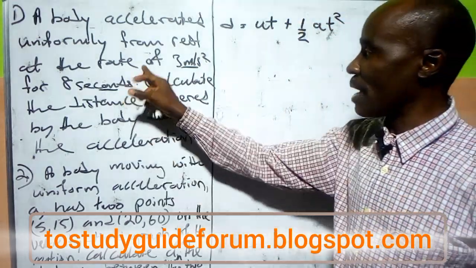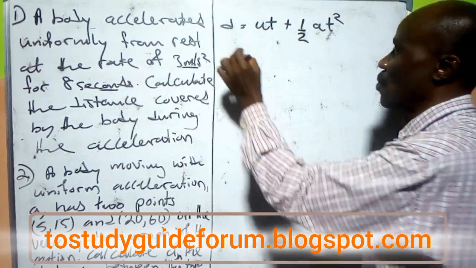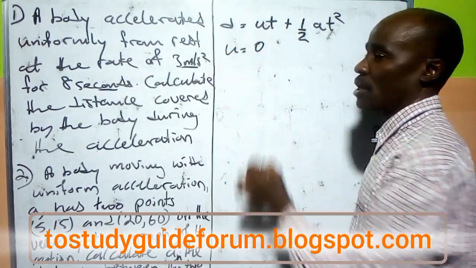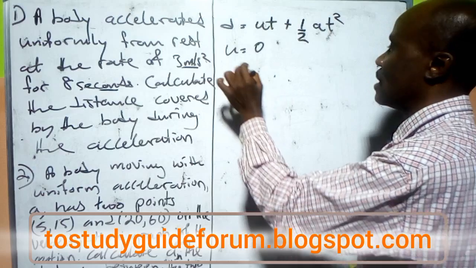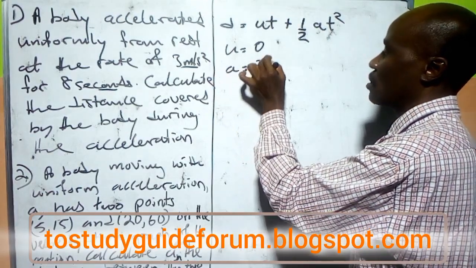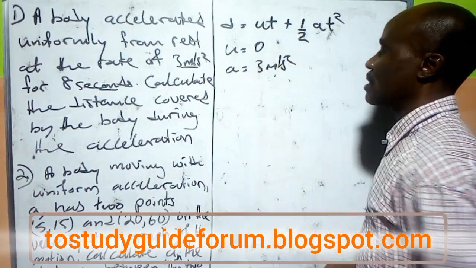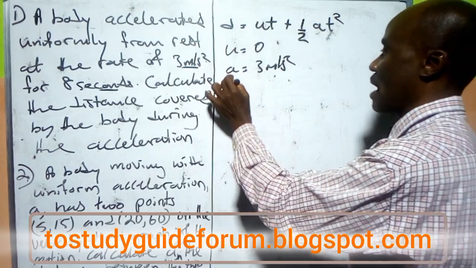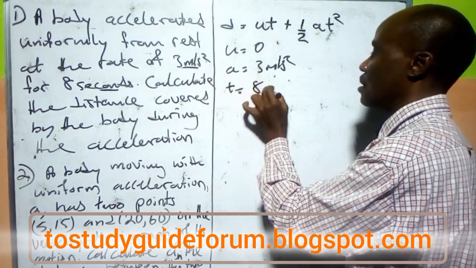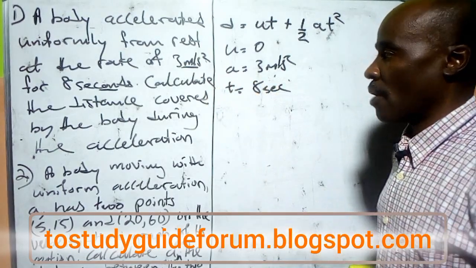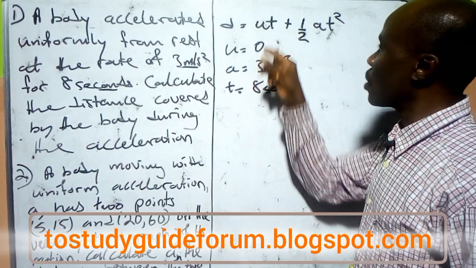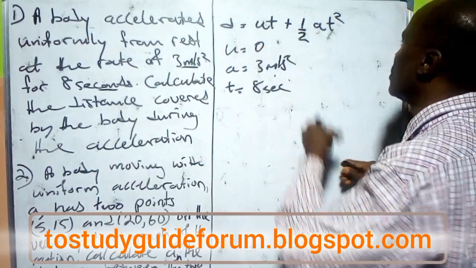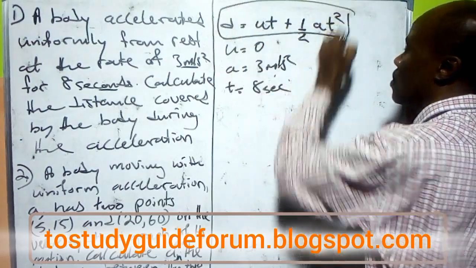Because it started from rest, it means that u, the initial velocity, is equal to 0. And acceleration, which is given to us, is 3 meters per second square. And our time is 8 seconds. Now, based on that, we are going to substitute these values in this equation of motion.